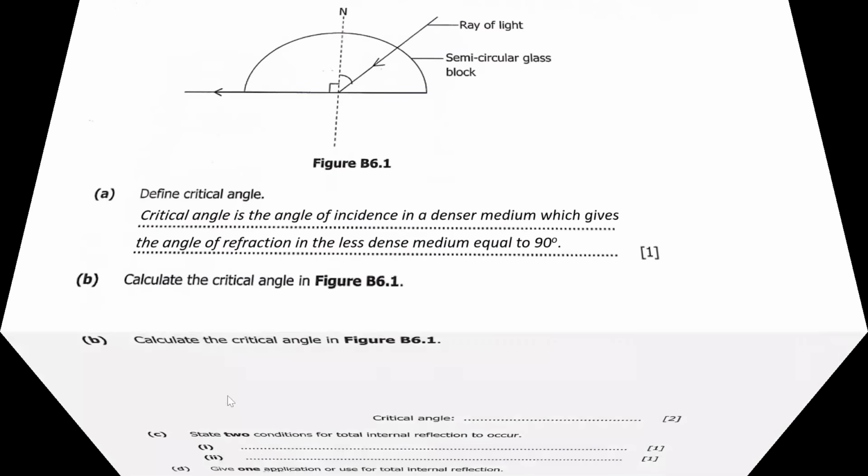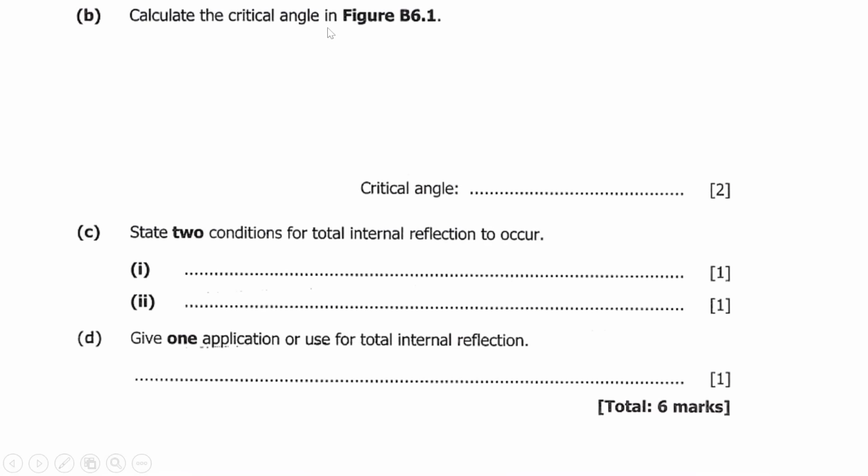Then remove. They are saying B, calculate the critical angle in figure B6.1. So critical angle is found using this formula. Refractive index is equal to 1 over sine critical angle. So we make critical angle the subject of the formula. We say sine is equal to 1 over refractive index. So critical angle will be equal to sine inverse 1 over refractive index.